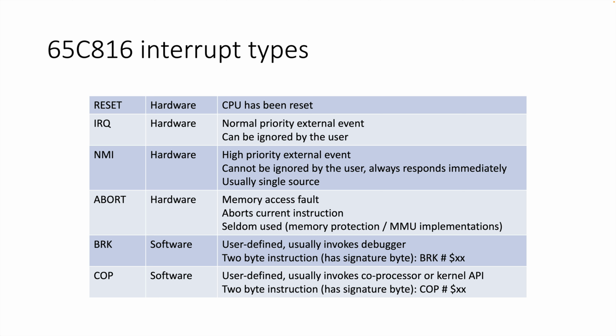Both those interrupts are 2-byte instructions. They can have a signature, meaning a byte that is appended after the instruction, which could let you trigger different types of behavior depending on the signature byte. For example, if you use COP for a kernel API, you would do COP signature 0 for the kernel API to print a string to the console, COP signature 1 for another kernel API function, etc., up to 255.